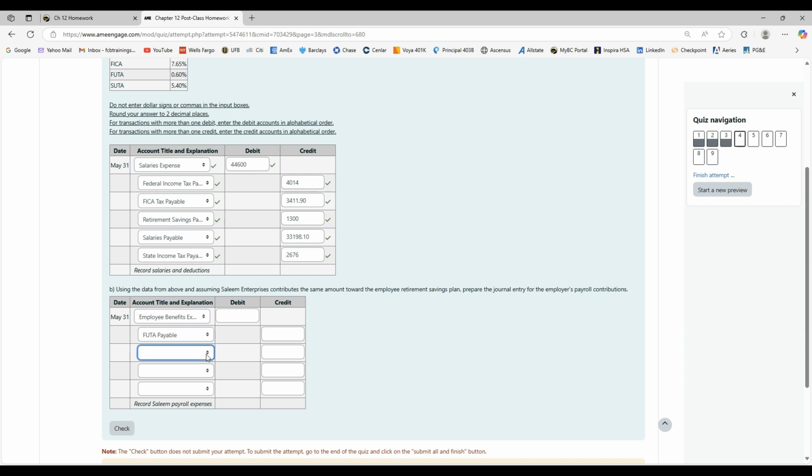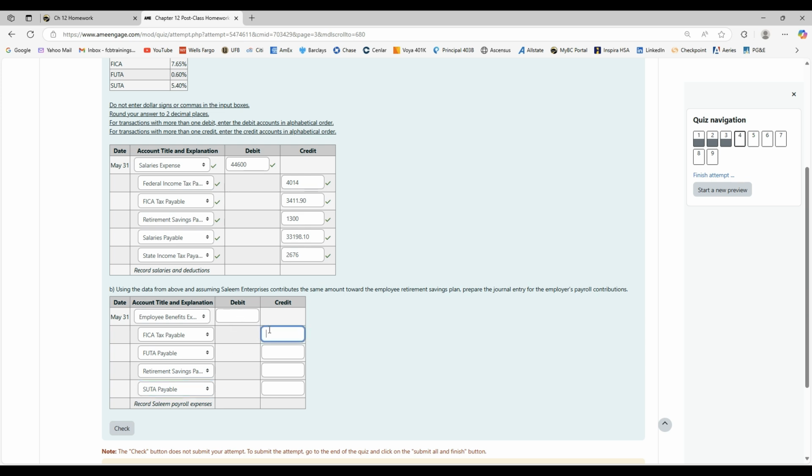Okay, so I think we have FUTA, retirement savings. What am I missing? Oh, FICA. Shoot, FICA is the first one. FICA, FUTA, retirement plan savings. And then what's the other one? SUTA? Yeah, we didn't have SUTA in there.